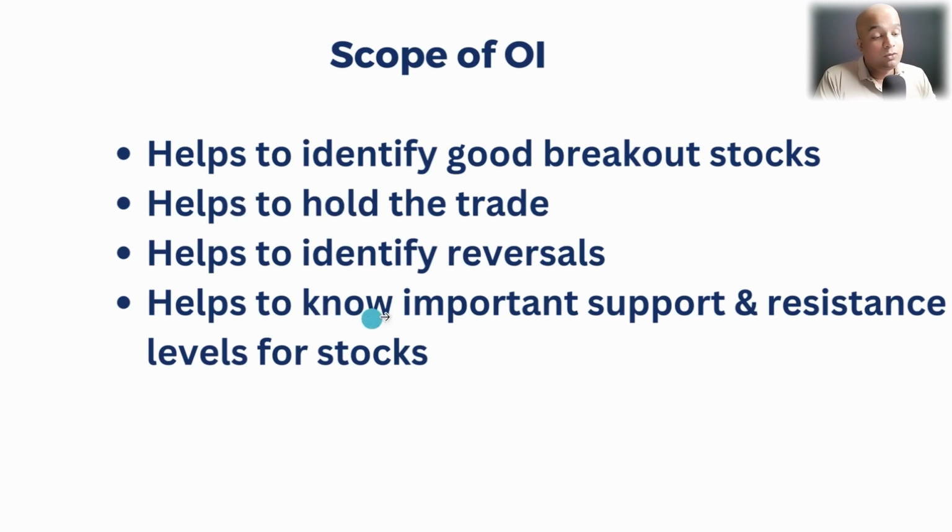It also helps to know important support or resistance, especially in indices, because if at some point there is huge OI, that indicates selling. They are selling, and it can act as a support or resistance, because that will be created by big players, and whenever the price reaches that level, they will start firefighting. They will push the price in the opposite direction. This is the scope of OI. If you use OI beyond the scope, definitely it is your mistake and you lose money.